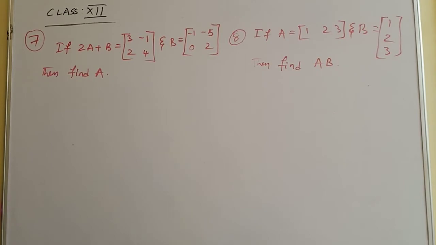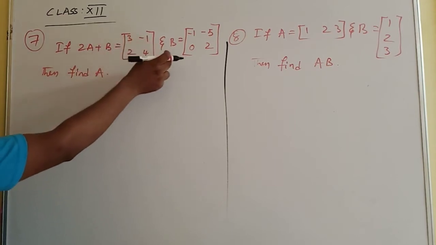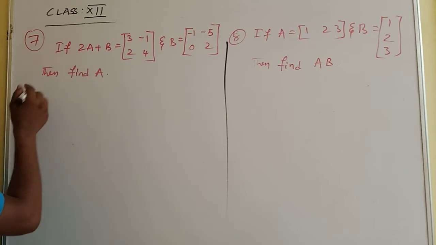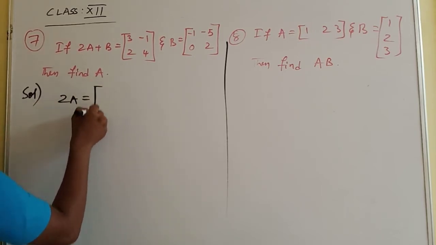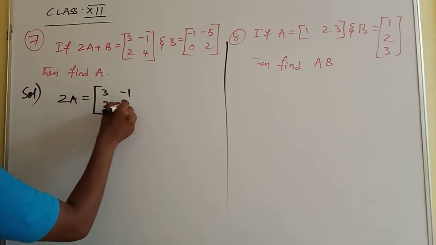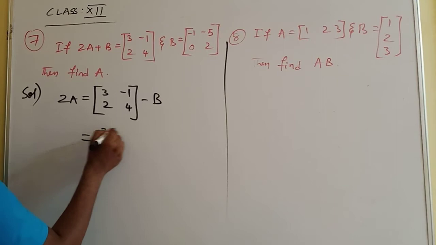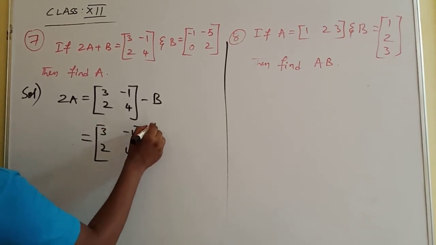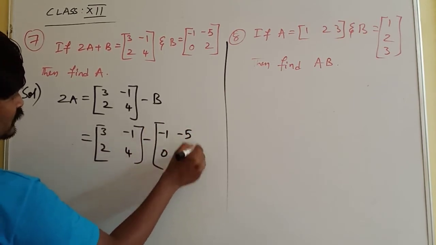Alright, let's move on to the seventh and eighth problem, where they give 2A plus B is equal to this, and the B value is also given, then just substitute that. A plus B, go to that side, minus B. So directly I am writing here 2A = [3, -1; 2, 4] minus B. And here [3, -1; 2, 4]. What is B here? B is already given: [-1, -5; 0, 2].